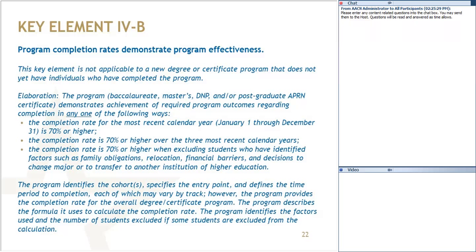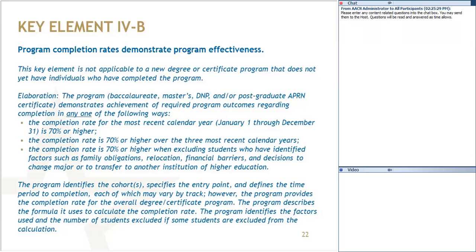And the next paragraph under the elaboration provides additional information on what you need to do to calculate a completion rate. So the first thing is that a school or a program has to define the cohort. The school program has to define, well, what is the entry point for that cohort, and how much time does this cohort have to complete the program? And Lori gave you an example earlier of a school that had a pre-licensure baccalaureate program and an RN to BSN program, for example. So you may have different tracks within a program, and a school may be interested in how long it takes a pre-licensure student to complete versus an RN to BSN.